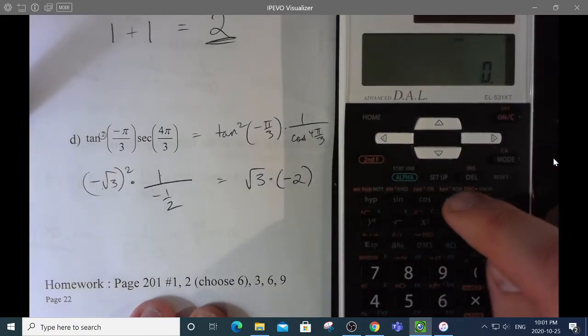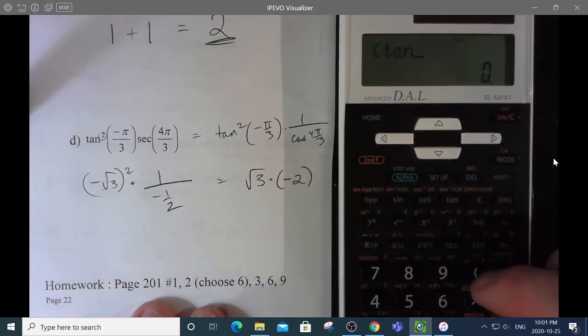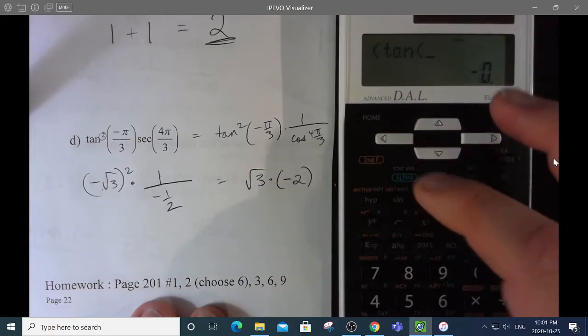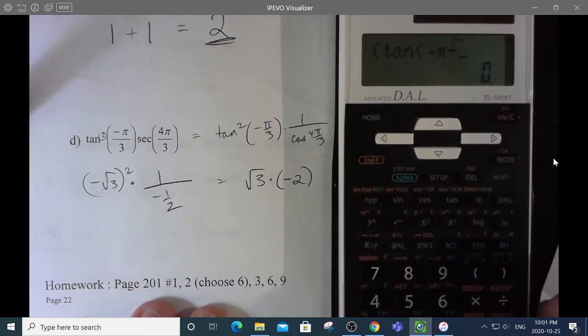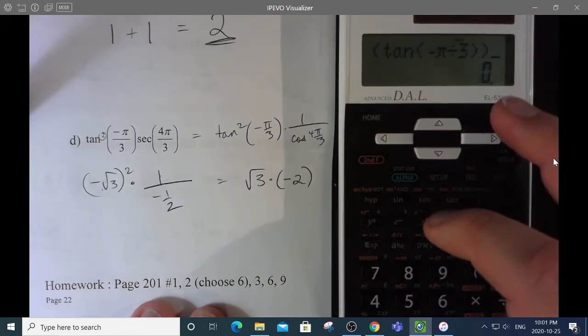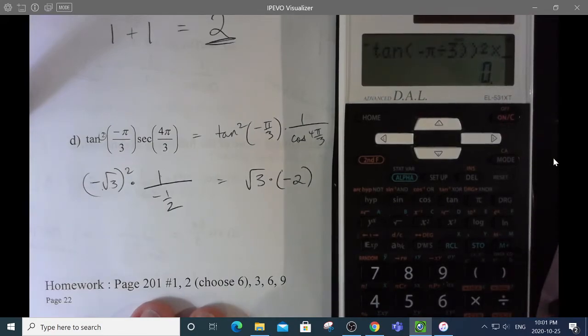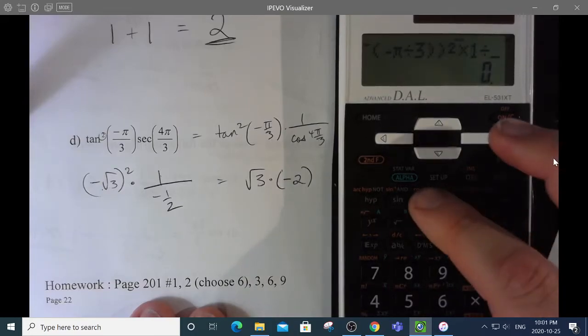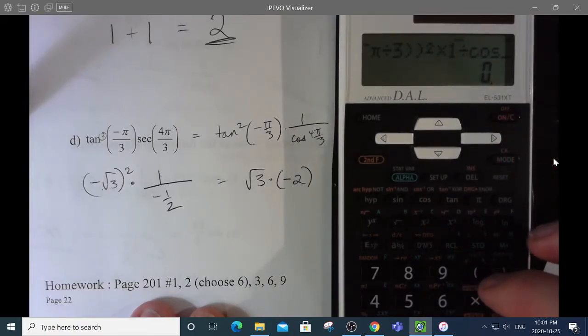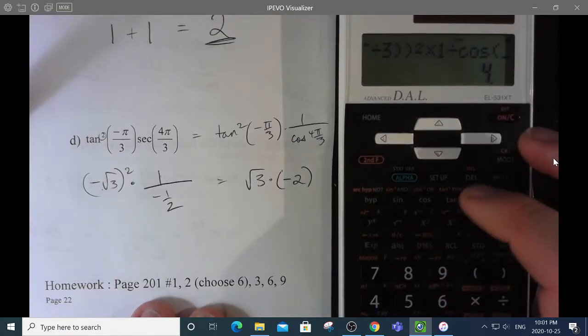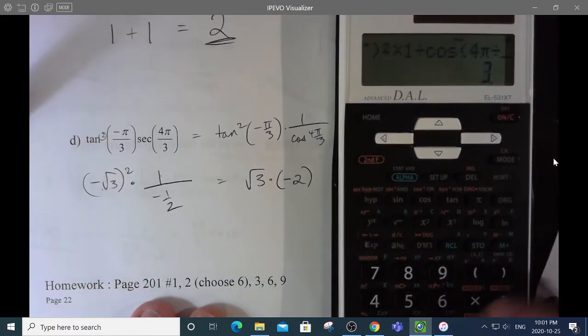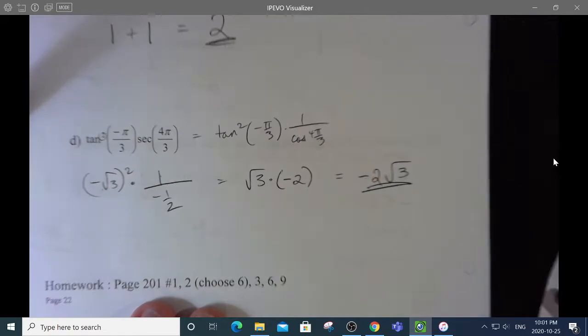And let's see. So we want the tangent. Actually, I'm going to open a bracket. We want the tangent of, open another bracket, negative pi by 3. Close the bracket for the angle, close the bracket for the tangent, and square it, times secant, I can't do, so that's 1 over the cosine of, open a bracket, 4 pi by 3, close the bracket, and hit equals, and there it is. Negative, oh, whoops, I made a mistake.